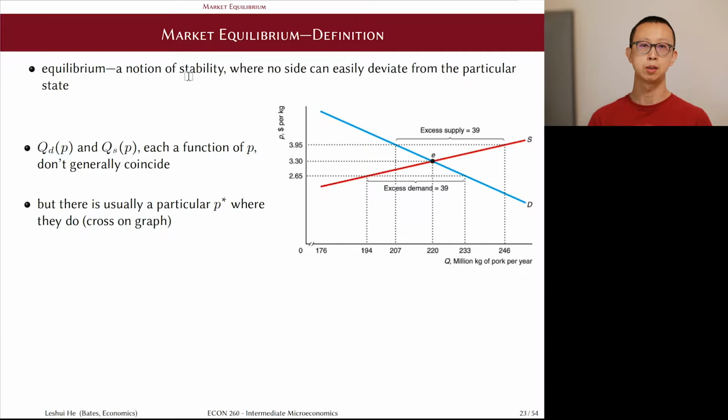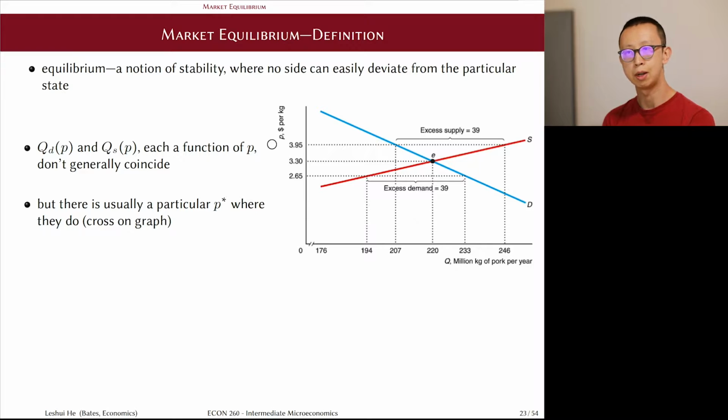In addition to market equilibrium, later on in the course we're going to look at a notion in game theory such as Nash equilibrium, and all of these equilibrium concepts share a notion of stability. In the context of market equilibrium, we have a quantity demanded and a quantity supplied. Both are functions of price. And if we plot both the supply and demand curves on the same axis, we can see that they don't generally coincide with each other.